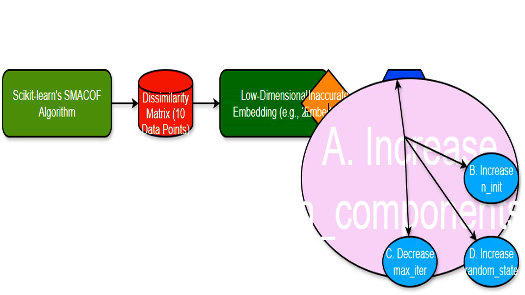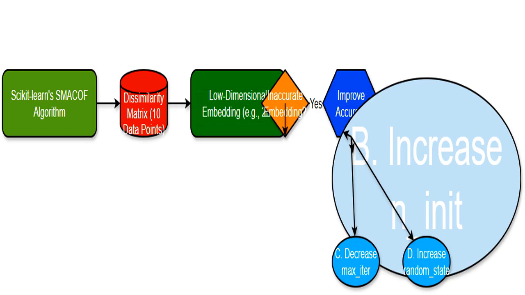One thing I could try is to increase the n_components parameter. This parameter determines how many dimensions I'm using for my picture, e.g., 2D, 3D, etc. Increasing it might give me more space to spread out my points and represent the data more accurately. However, be cautious, because going overboard can lead to overfitting. I could also try increasing n_init.